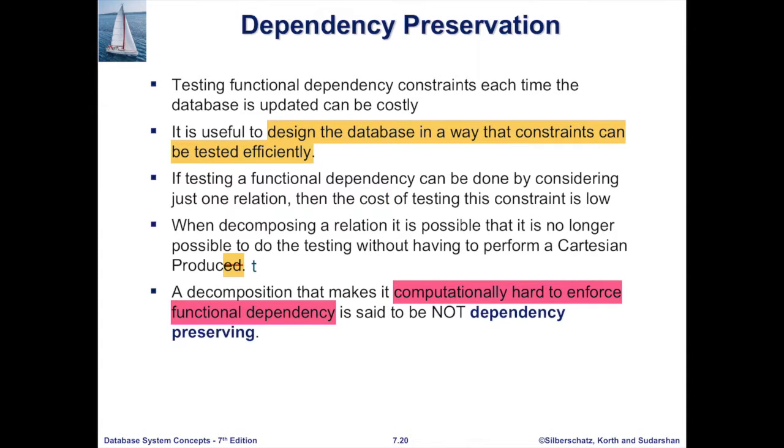So, testing the functional dependency constraints each time it is updated can be costly. So, it is useful to design the database in a way that the constraints can be tested efficiently. If we are dealing with just one table, of course, madali lang i-test if it's in good form. Otherwise, we need to further decompose the table such that makaka-arrive tayo dun sa collection of relational schema that is in good form.